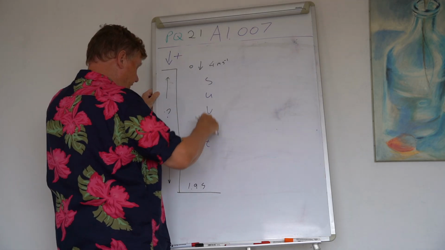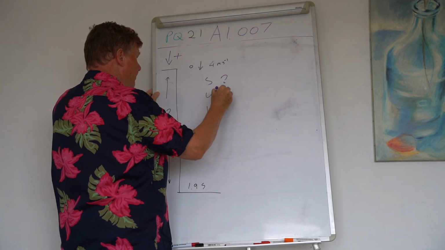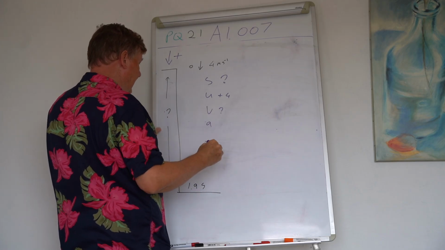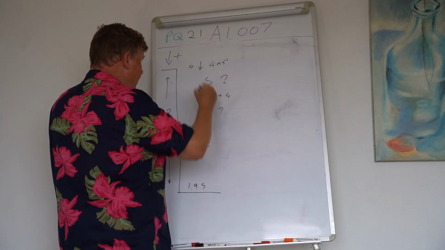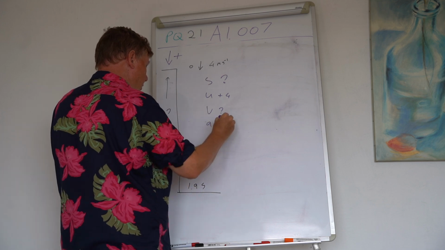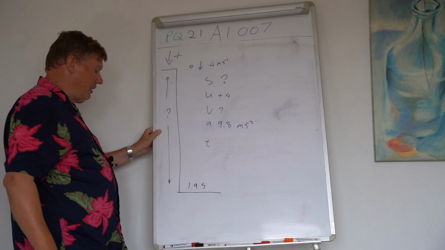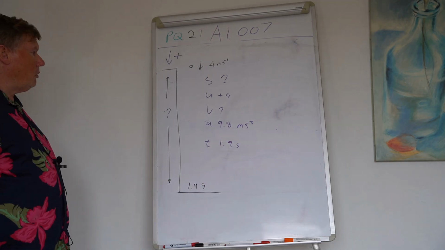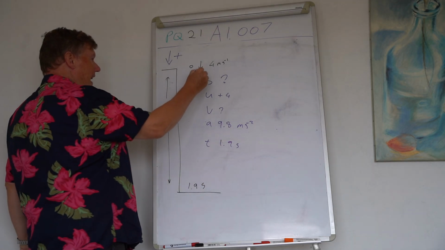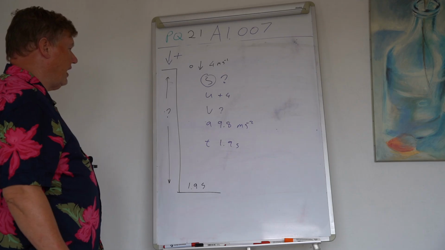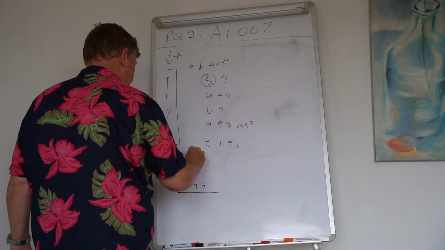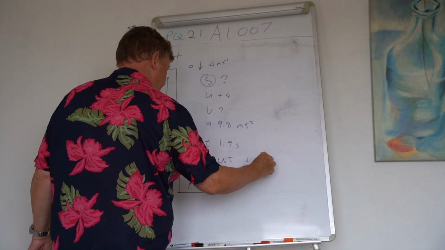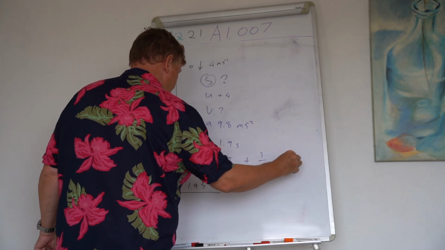Okay, so S we don't know. U is plus 4. V we don't know. Acceleration, this time, because we're going down, 9.8 meters per second squared. Time, 1.9 seconds. What do we want? We want S. So we want a formula which doesn't have V in it, but has all the others. S equals UT plus half AT squared.